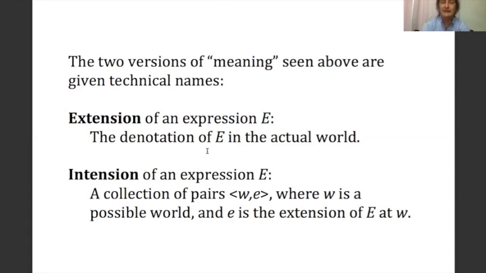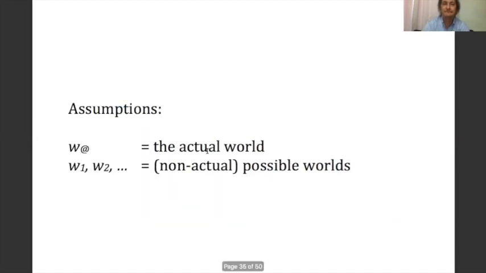Then we have the collections of all these different extensions. That's what we're going to call an intension. It's a collection of pairs that pair a world with an extension, where the world is a possible world and the extension is the extension of our expression, capital E, at that world. Okay.